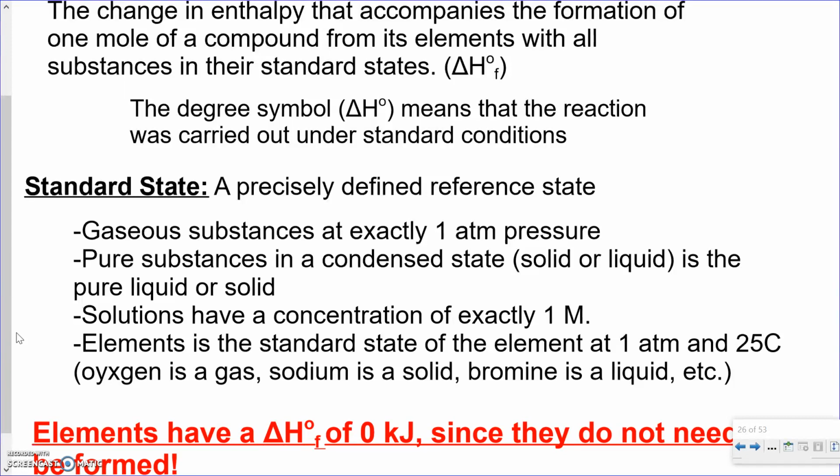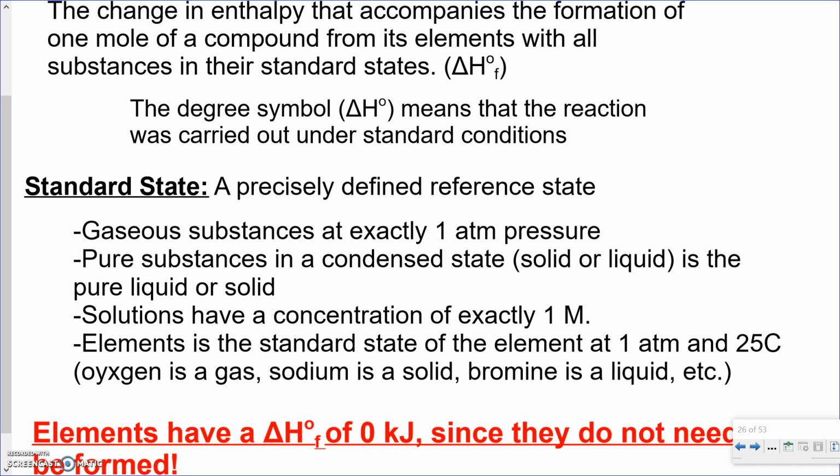If we do have a solution, we assume that it's 1 molar, and of course it would be defined as aqueous versus as a solid or liquid. And then elements are in their standard state, meaning if they're diatomic, they're going to stay as a diatomic. And if oxygen is a gas, it's going to be a gas. If sodium's a solid, it's going to be a solid. So those are just our definitions of standard state. You don't need to memorize those or get caught up on those. Just understand that that's what standard means.